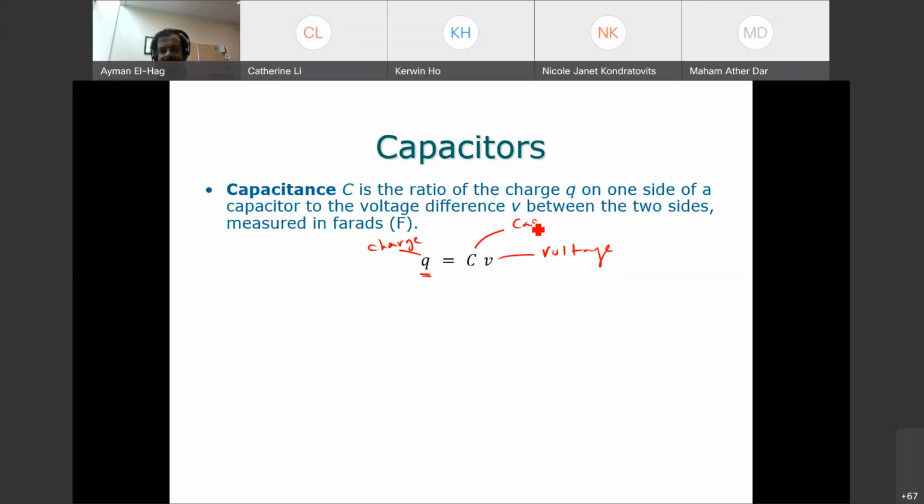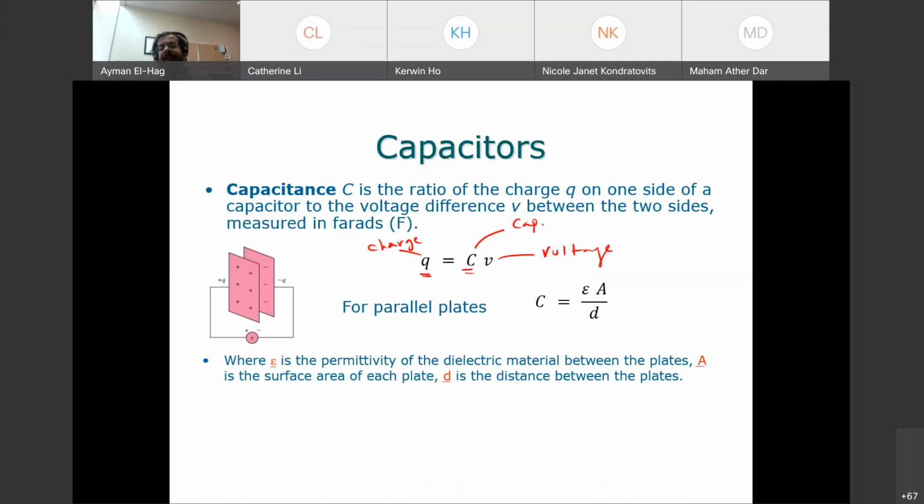What is this? C is equal to what? It depends on the shape of the capacitor. We have different formulas for C. So, for example, for a parallel plate, C is equal to epsilon A divided by D. Let's start with A. A is the cross-sectional area of the plate.